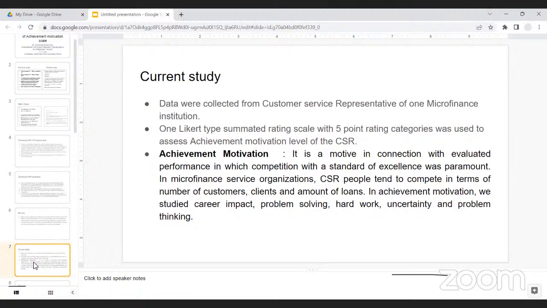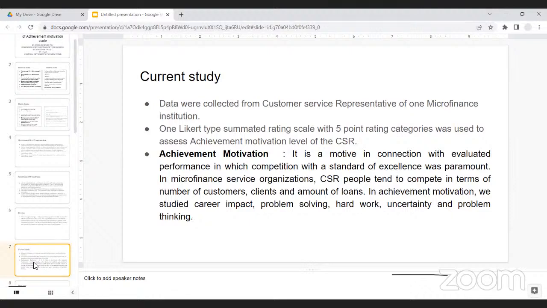Sir, trouble in the sense that for an achievement motivation test, we have to use things like DAP and all these things, or else it will be difficult for us to get the values.